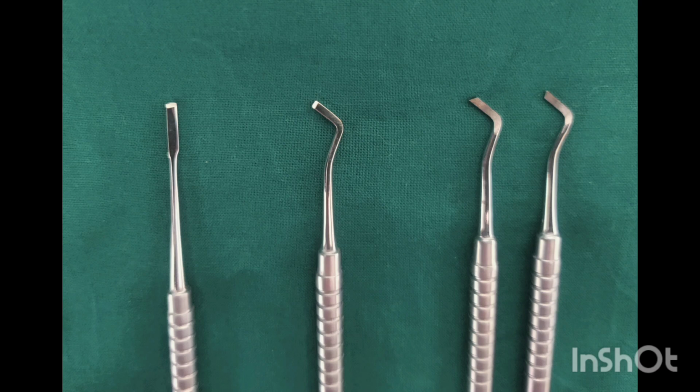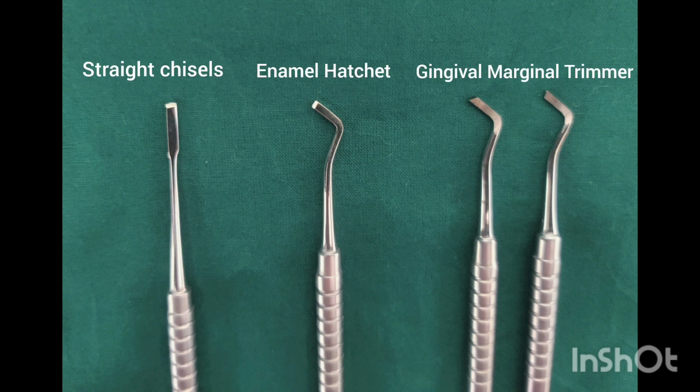In this video, we will discuss types of chisels used in operative dentistry. Chisels are hand cutting instruments primarily designed for planing or cleaving away of enamel and dentin. The chisels may be grouped as straight chisel, enamel hatchet, and gingival marginal trimmer.